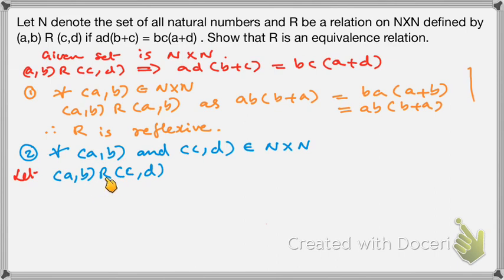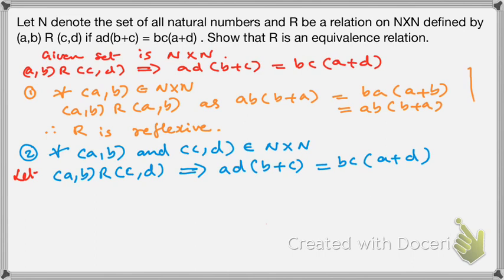Now, what does this mean? (a, b) related to (c, d): product of the extremes, which is AD, into sum of the means, B plus C, is equal to product of the means, BC, into sum of the extremes, A plus D. So this is what we know. But out from here, I need to prove that (c, d) is related to (a, b).